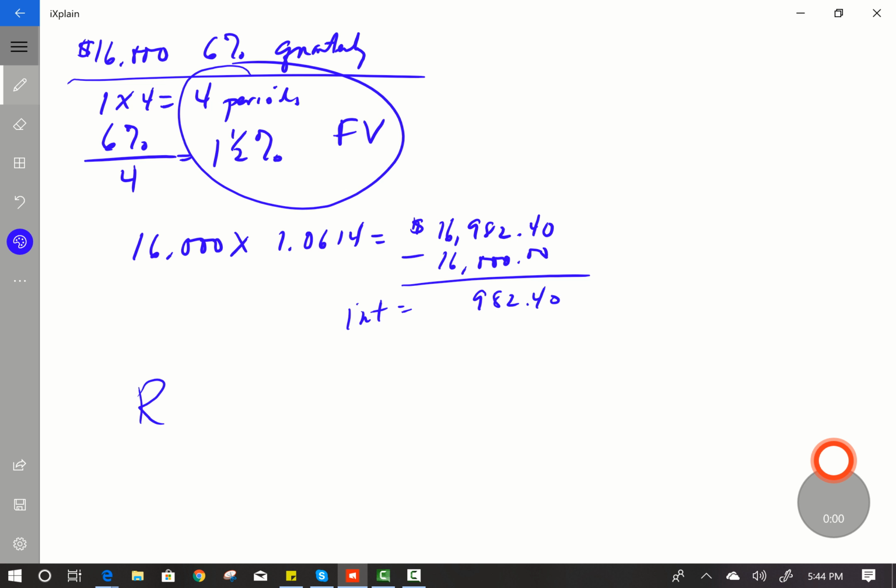Okay, now I can calculate this. Rate is equal to interest divided by the principal times time. So that's interest of $982.40 divided by the principal of $16,000 times 1 year. So that's $982.40 divided by $16,000, and that will give you, after you move the decimal point 2 places to the right, 6.14%.